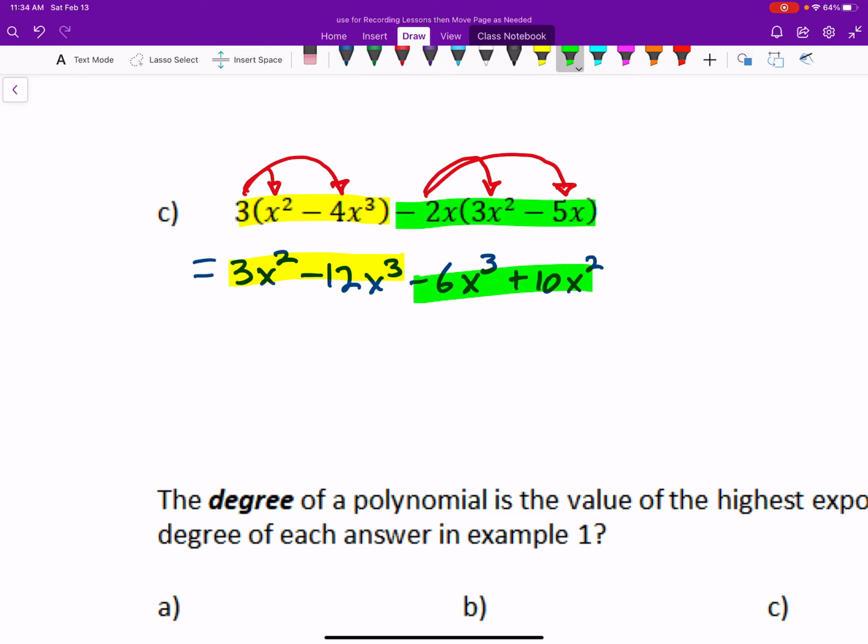So those are my terms and where they came from. I just highlighted them so you could see where they came from. But maybe I'll get rid of this highlighting if I can.